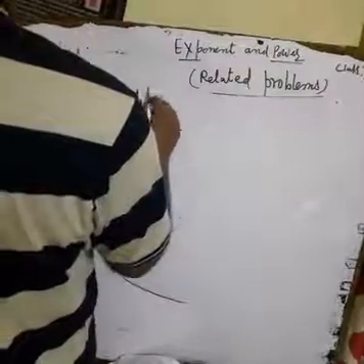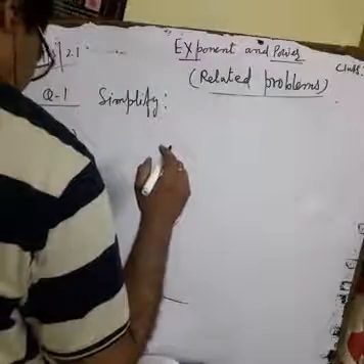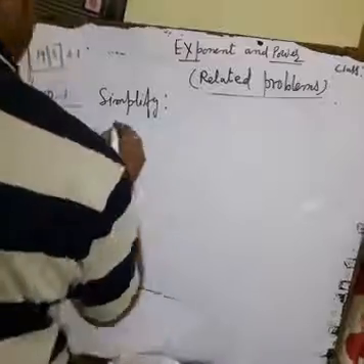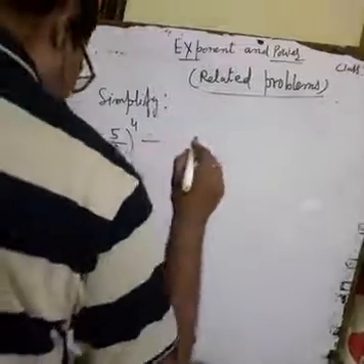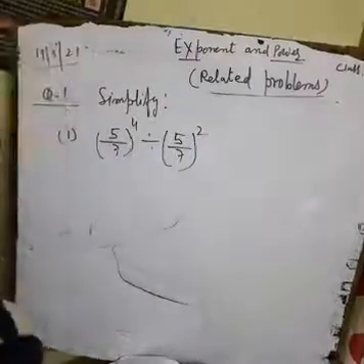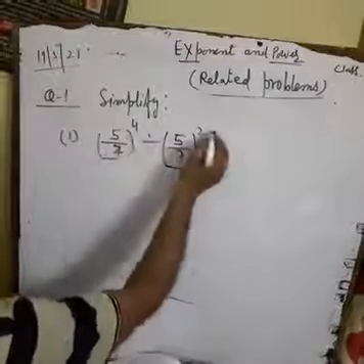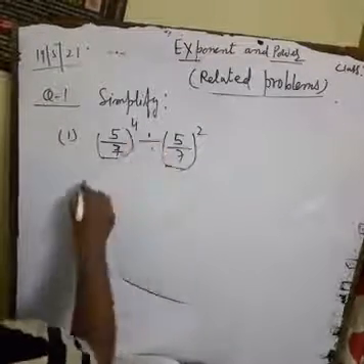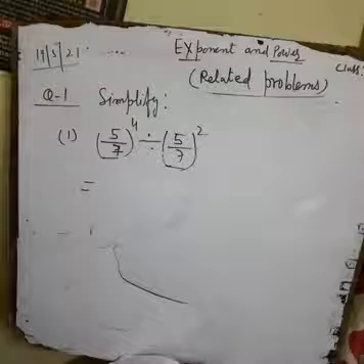Question number 1. Simplify. First is minus 5 upon 7 to the power 4 divided by 5 upon 7 to the power of 2. See this question. Here 5 upon 7 is the base, which is the same. Powers are 4 and 2, but in the form of divide. We know that if base is same, in the form of divide, power will be subtracted.